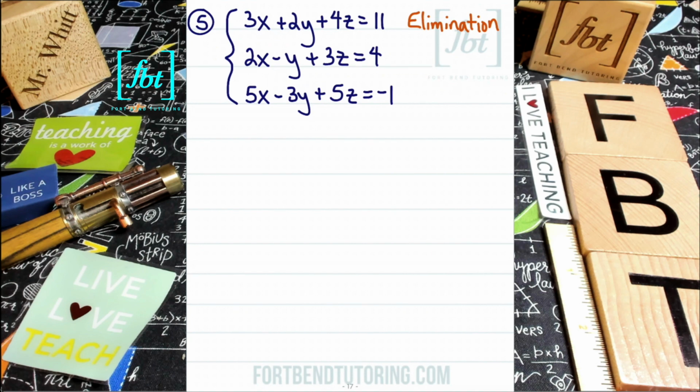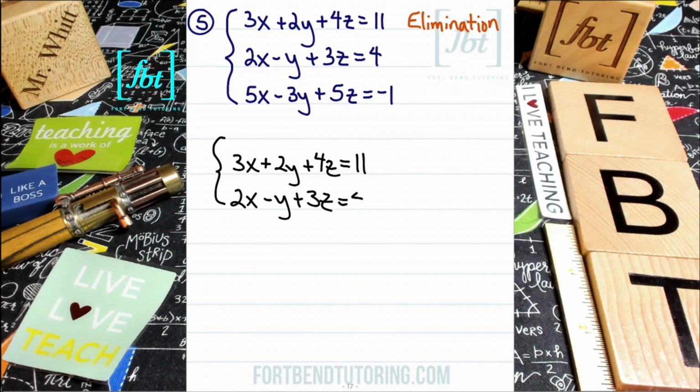So I'll be setting up a system utilizing the first 2 equations first. I'll be bringing down the 3x plus 2y plus 4z equals 11. You hate the plus sign, so do I. You're not alone. Then the second equation is 2x minus y plus 3z equals 4. And yes, we will be eliminating the y variable by multiplying the second equation by 2. That's what we're going to do here.